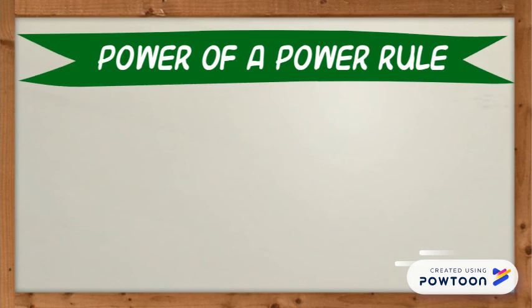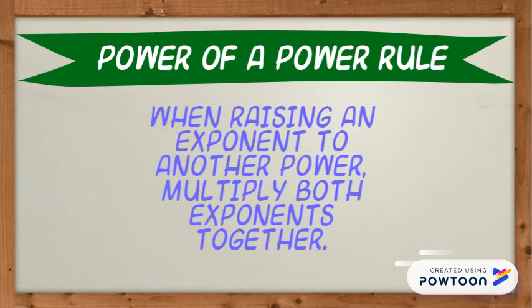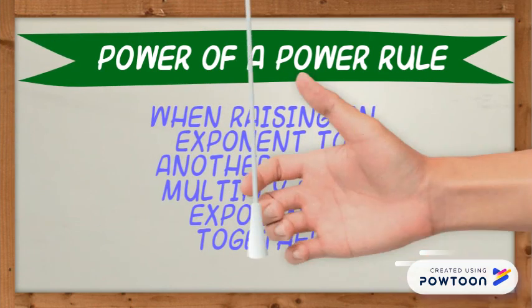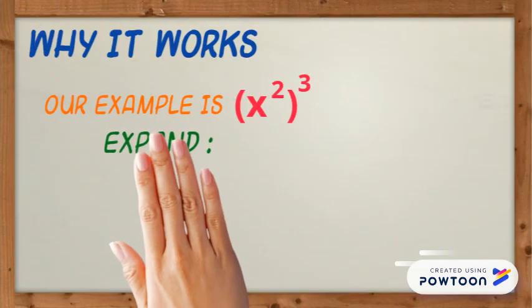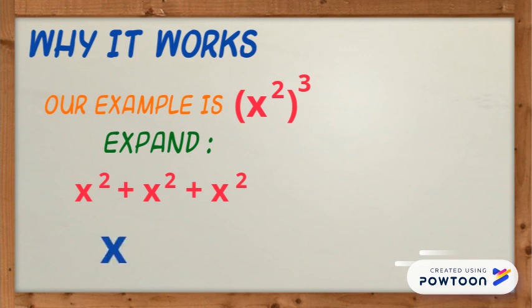Power of a power rule. When raising an exponent to another power, multiply both exponents together. Why it works. Our example is x squared to the power of 3. When we expand, it is x squared times x squared times x squared, meaning there are 6 x's total.